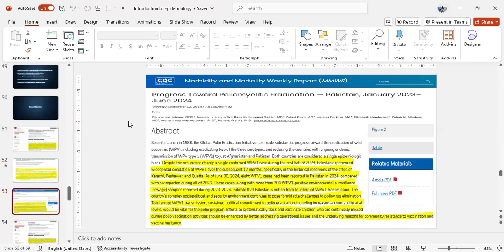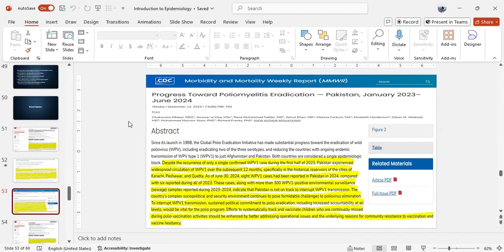Progress towards poliomyelitis eradication, Pakistan, January 2023 to June 2024. Despite the occurrence of only a single confirmed wild poliovirus case during the first half of 2023, Pakistan experienced widespread circulation of wild poliovirus over the subsequent 12 months, specifically in the historical reservoirs of the cities of Karachi, Peshawar, and Quetta. As of June 30, 2024, 8 wild poliovirus cases had been reported in Pakistan in 2024, compared with 6 reported during all of 2023.